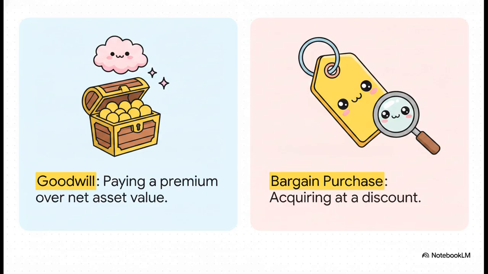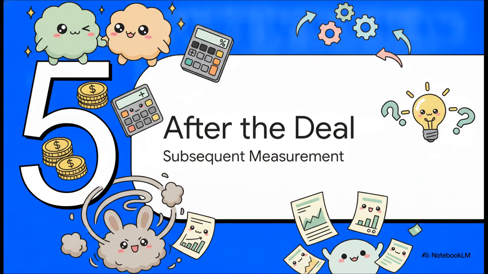But listen, IFRS 3 puts a massive speed bump here. Before you can recognize this gain in your profit or loss, the standard forces the acquirer to rigorously reassess whether they correctly identified all the assets and all the liabilities. The goal is to make absolutely sure you didn't accidentally miss some huge hidden liability before you go claiming a bargain.